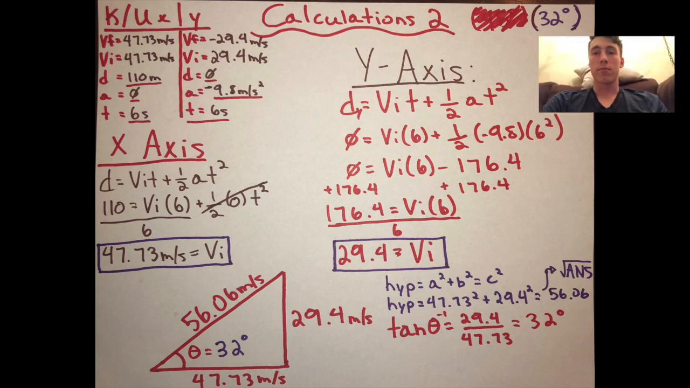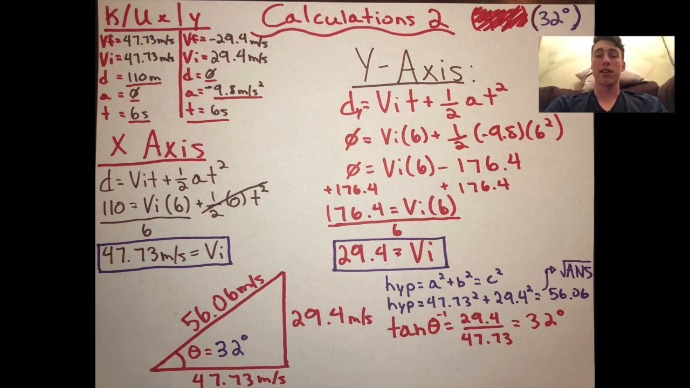Our y-axis, I just worked my way through the equation. D equals VIT plus 1 half AT squared. D in this place is displacement, and it's 0 because the launching surface and the landing surface have the same elevation. So this makes things really easy.